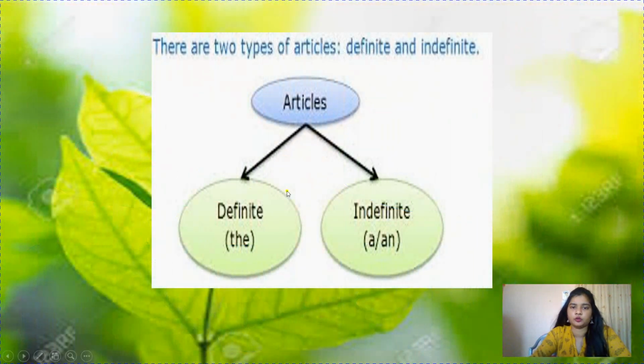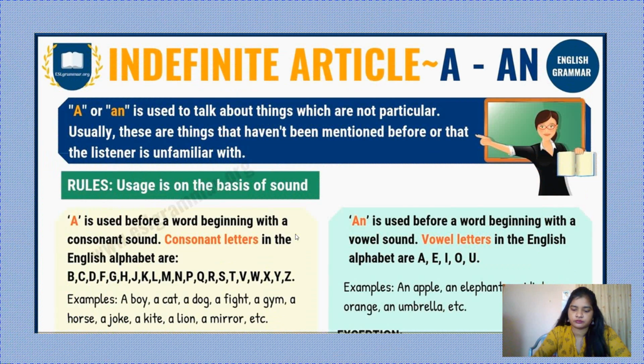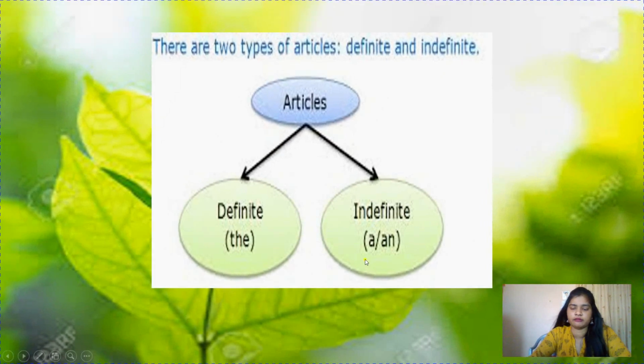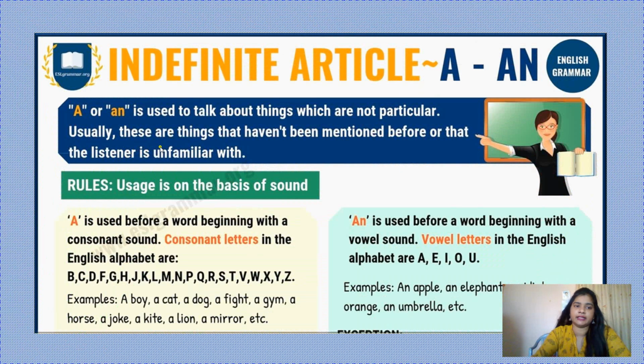Okay, there are two types of articles, children, definite and indefinite. Definite means the, where we are using a particular noun. And indefinite is where we use a or an with an unspecific noun, a common noun, or you can say a singular noun, and here we use the with a proper noun or plural noun. Fine. So let's see what is indefinite article.